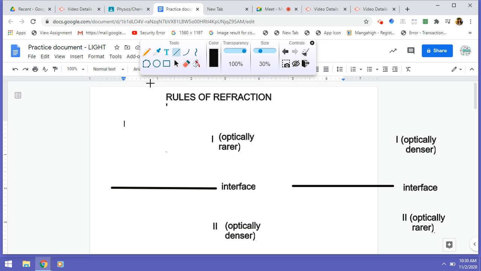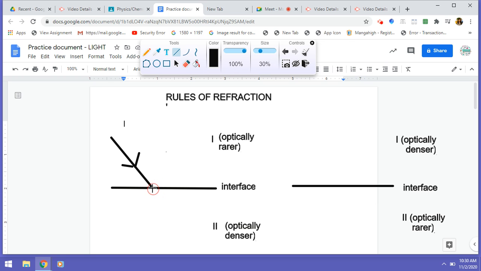Suppose an incident ray of light falls obliquely on the boundary between the two media. This is the incident ray of light which is falling obliquely from medium 1 and it is falling at the boundary between medium 1 and medium 2. Let us see what is going to happen to the refracted ray.